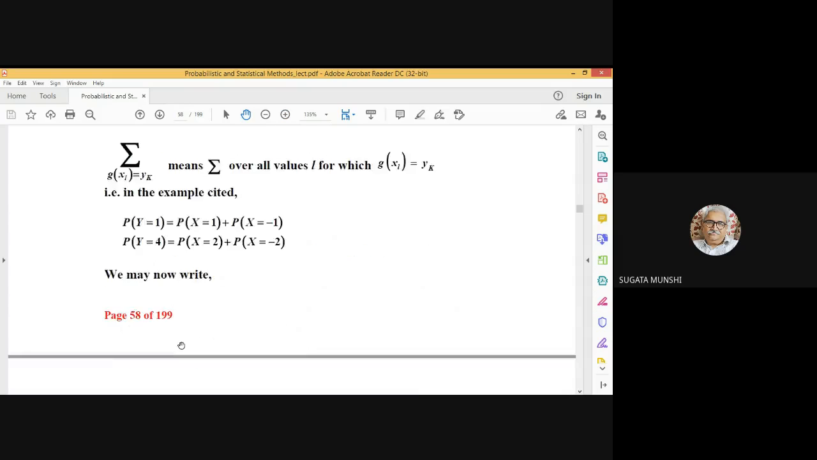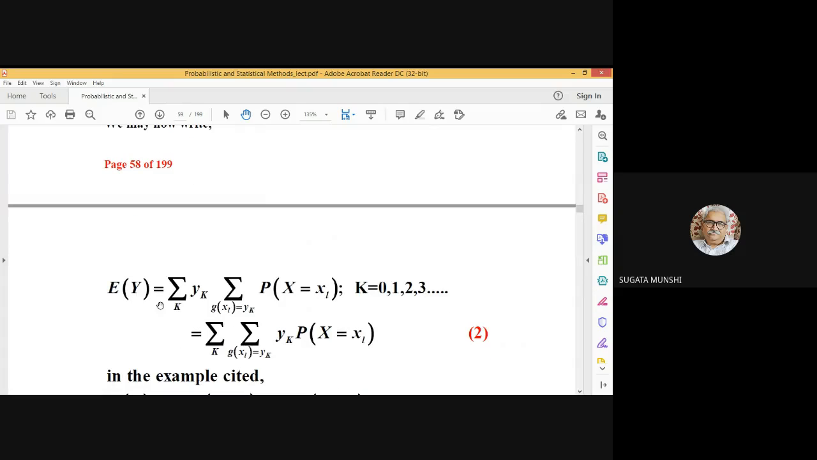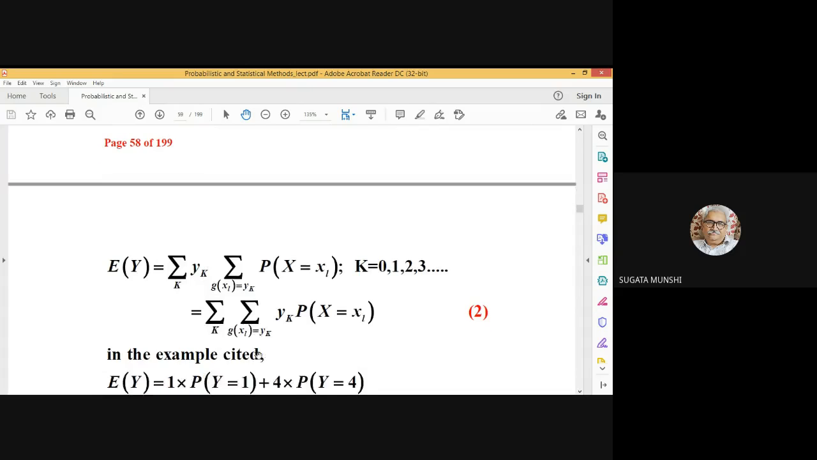All right. Therefore, the expectation of y will be the summation over k of yk times the summation over g(xl) equal to yk of probability of x equal to xl. We can take yk inside, so this is simply a double summation, equation 2.